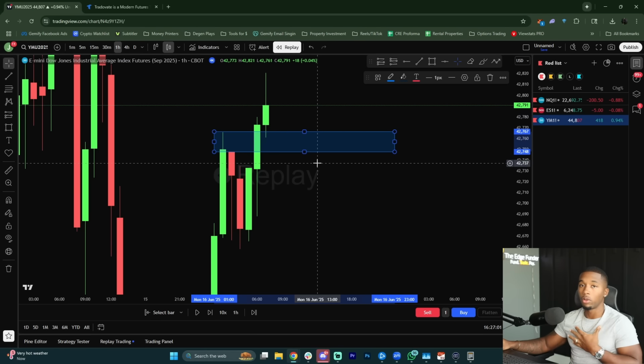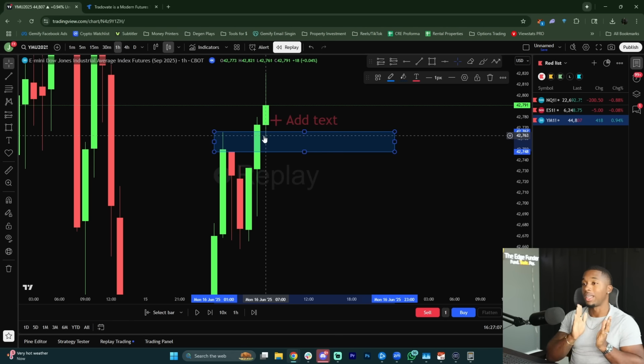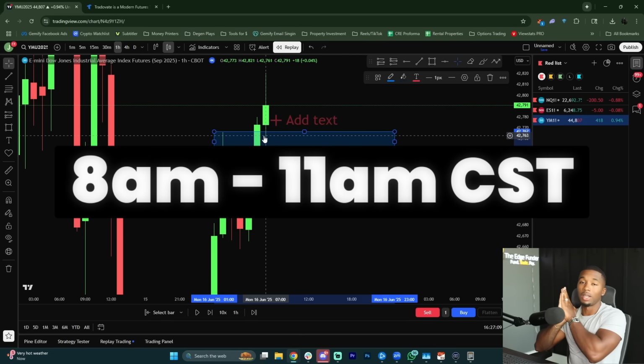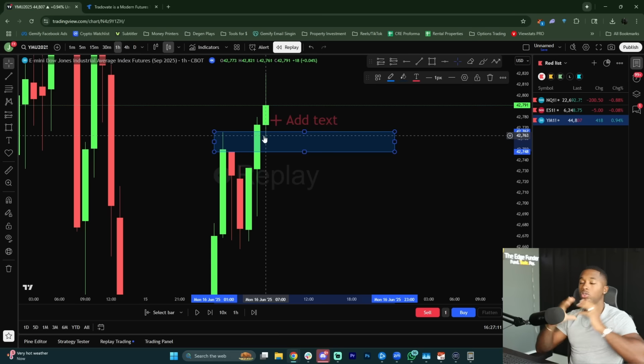Now, keep in mind, I only trade this strategy, and I just noticed this. This is the 6 o'clock candlestick. I only trade this strategy between the hours of 8 a.m. Central Standard Time until 11 a.m. Central Standard Time. I don't trade outside that range because most of the time the trades end up losing, so I stay in that range.